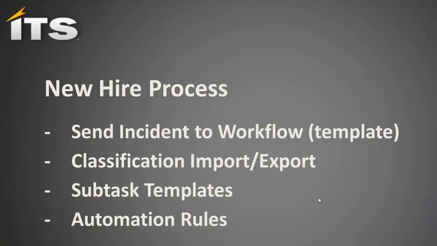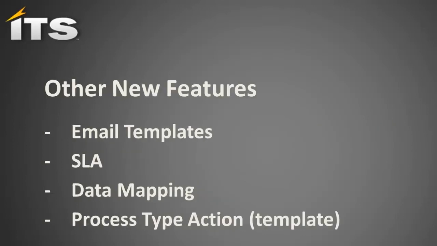So that's the new hire process. We hit the 4 items that I showed here. Again, the send incident to workflow template, and when we get to the end of the slide deck, I'll have the URL for the template itself. Classifications, we looked at the new hire classification and the ability to import and export them. We looked at how subtask templates are managed now in 7.5, and we also took a brief look at the automation rules. I do want to look at several other features related to process automation that'll get us back in those rules, so you'll get to see some more information on those rules.